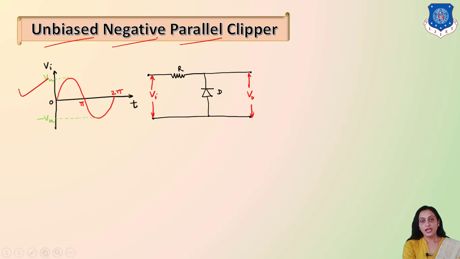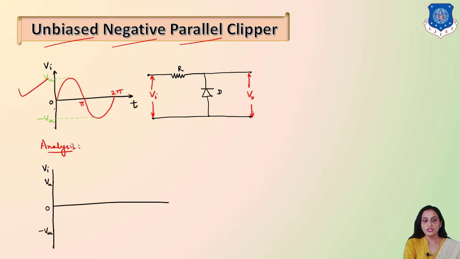You will find after the analysis, when we plot the output voltage, that the negative portion of the input signal will get clipped off. So let us do the analysis. For that, the input voltage range, from minus Vm to plus Vm, is being plotted. As this is an unbiased clipper, we will do the analysis in two parts, that is in the positive half cycle and in the negative half cycle.